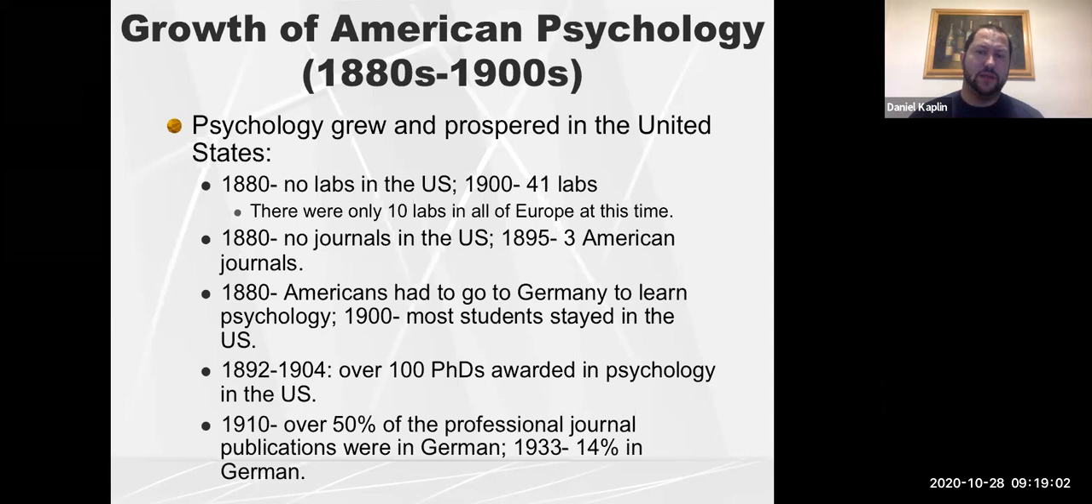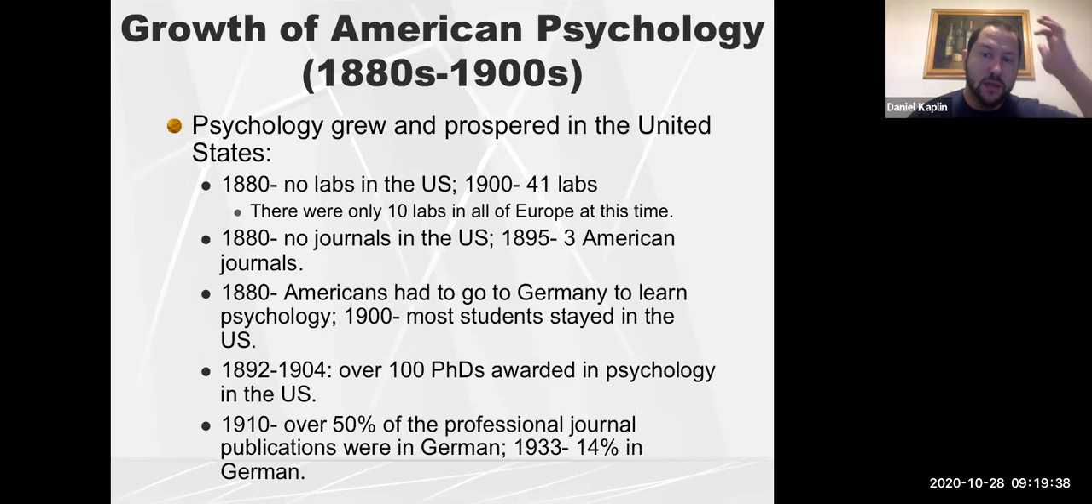We also see that in 1880 there were no journals in the United States. Most journals were written in German, actually, in the 1880s. By 1895, we have three American journals for psychology. Now you're probably wondering, why 1880s? Well, you may remember that it was 1879 that Wundt set up the first laboratory, right? So 1880 is an important number.